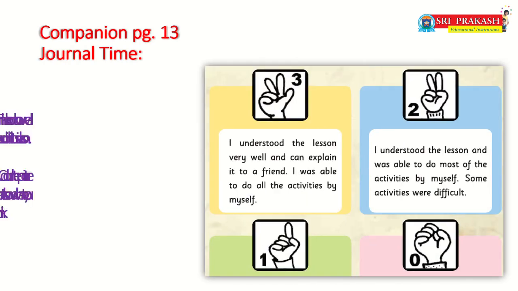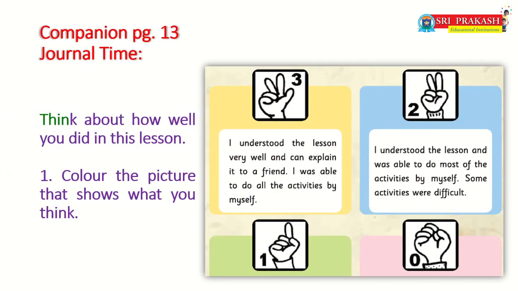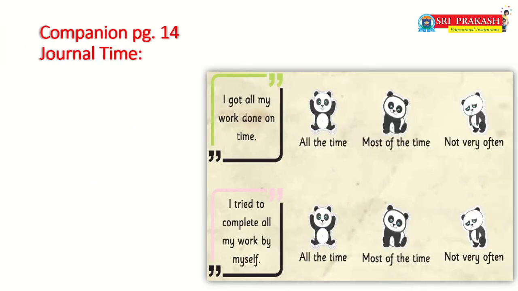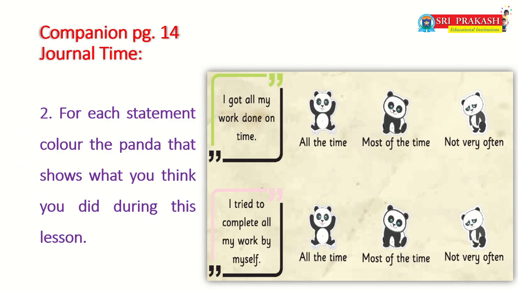Next we have the journal time. Think about how well you did in this lesson. Color the picture that shows what you think. In the same journal time, the second task has some cute little pandas. For each statement, color the panda that shows what you think you did during this lesson.